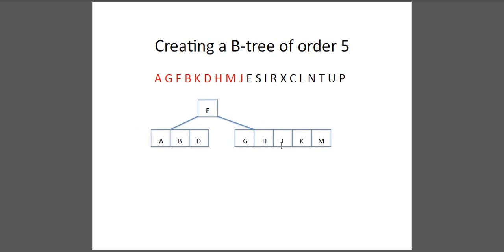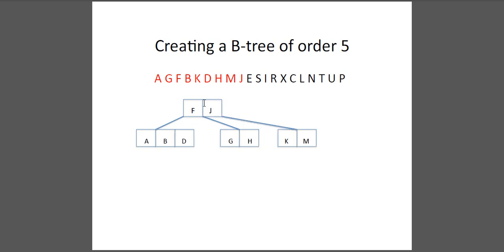When you split, J will come here, GH will go to the left of J, KM will go to the right of J, but all the leaf nodes must be at the same level. That's why you can place J in the root node, so that to the left of J, GH will be there, to the right of J, KM will be there. In this case, the leaf nodes are at the same level.